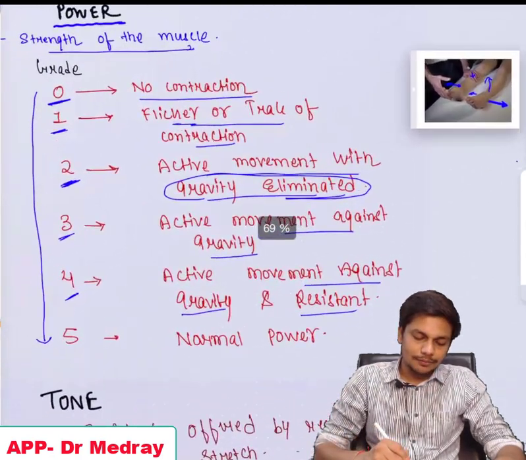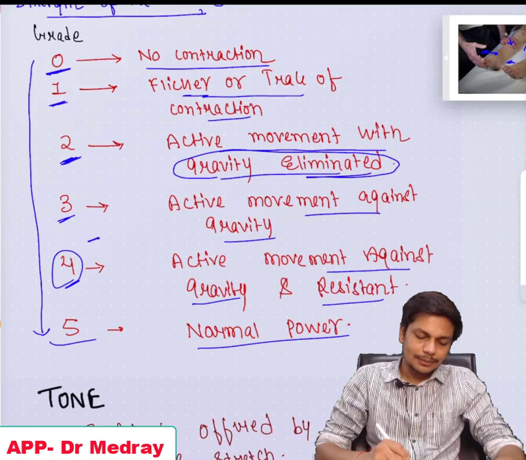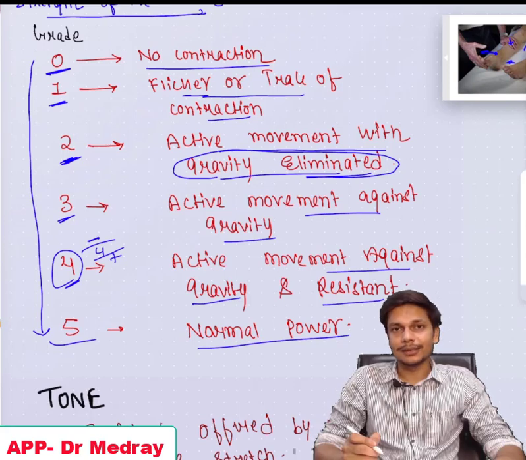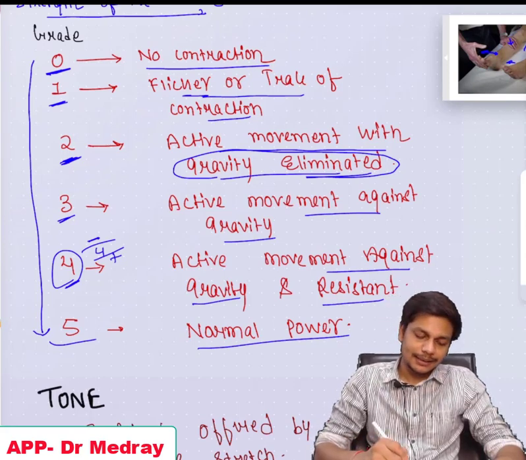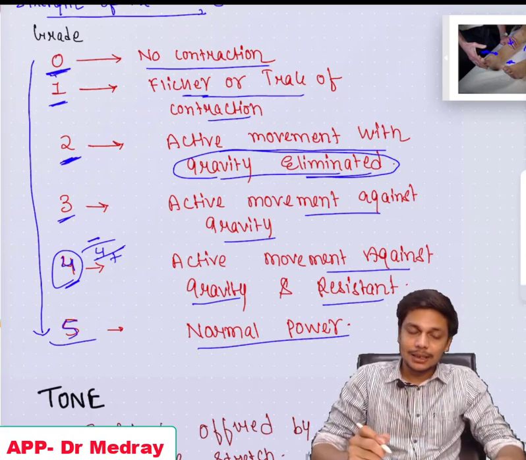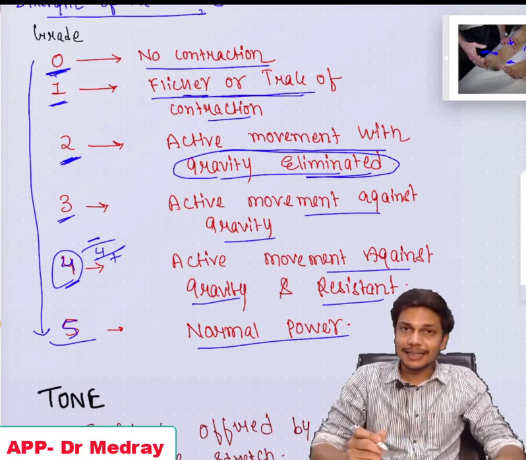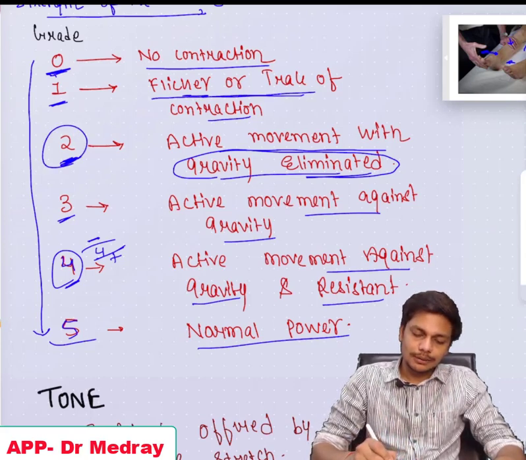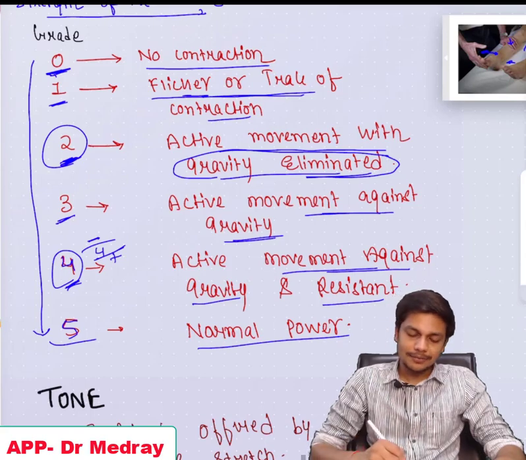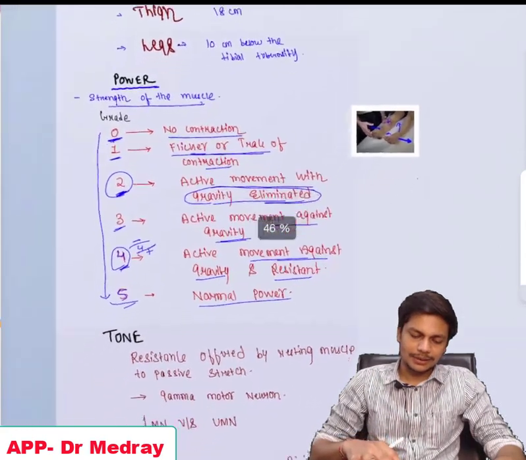Sometimes power 4 can be graded as 4 minus, 4, and 4 plus, if there is mild, moderate or severe disability of the patient to move the limb. So at your level, the power is from 0 to 5. Power 0, there is no contraction. Power 1, only flickering or trace of movement. 2, active movement with gravity eliminated. 3, active movement against gravity. 4, active movement against gravity as well as the resistance of the examiner. 5 is the normal power.